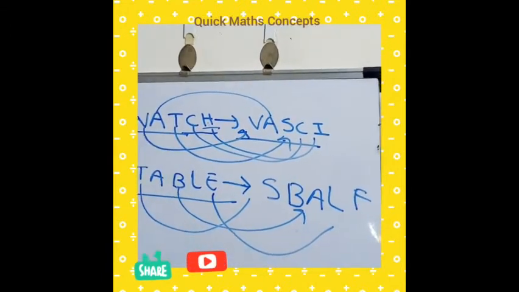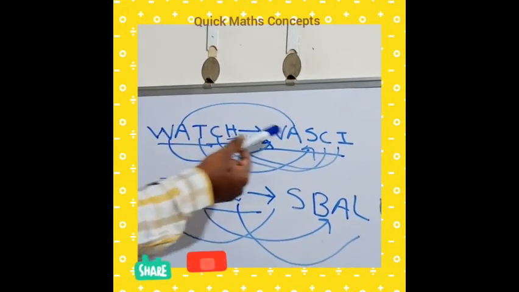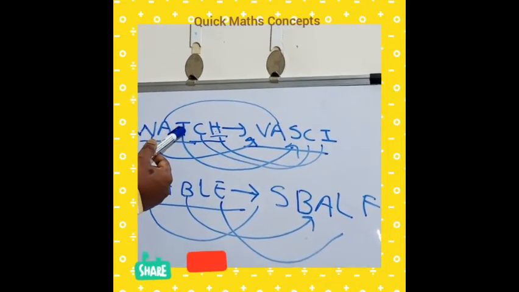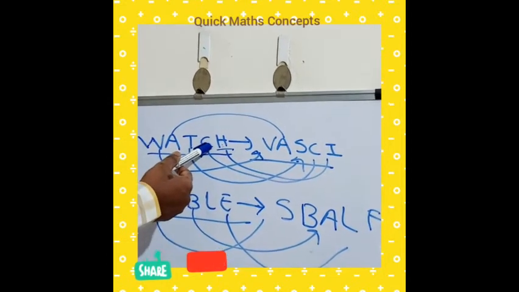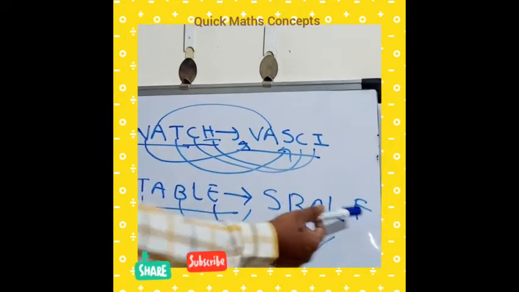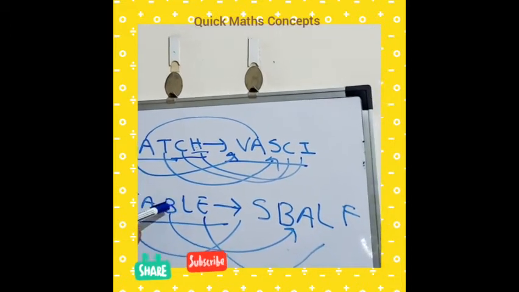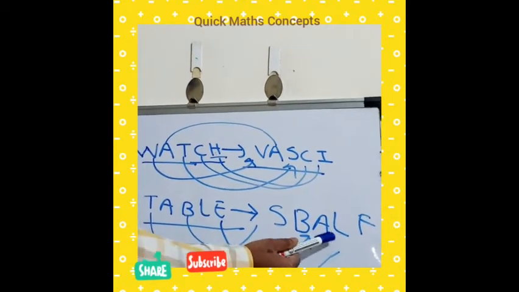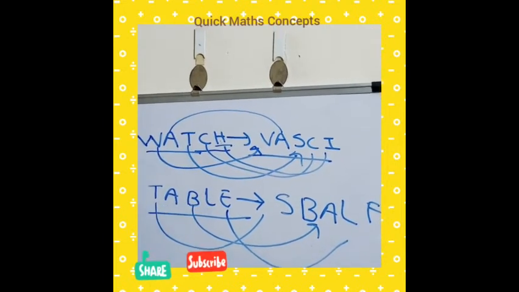So the logic is that for the first letter they have used the previous letter. The second letter they wrote straight away. For the third letter, before T, what letter will come? S. And C is written straight away. After H, what letter will come? I. So here after E, F will come. L is the same, and T, and here B. Before T, S will come. In a similar way, before B, A will come.